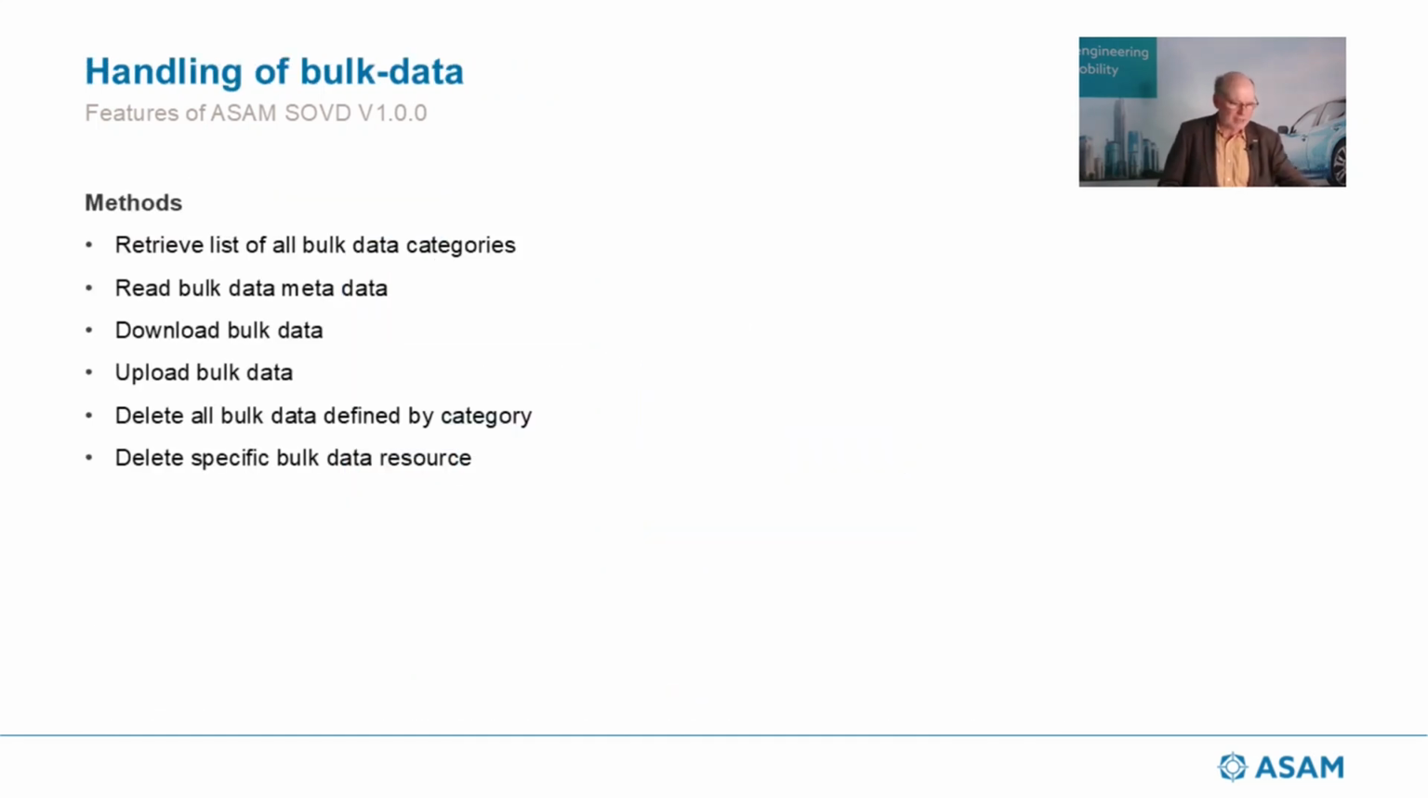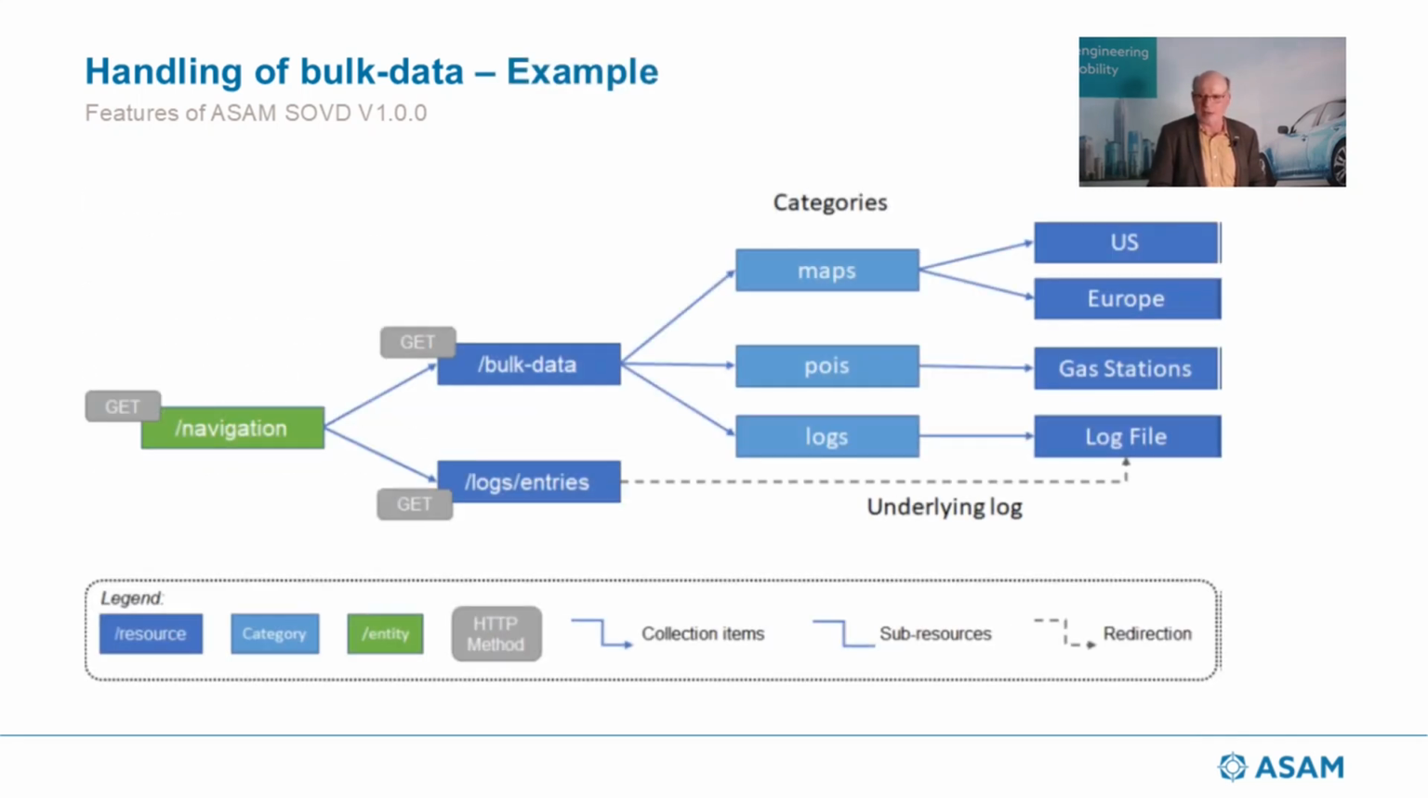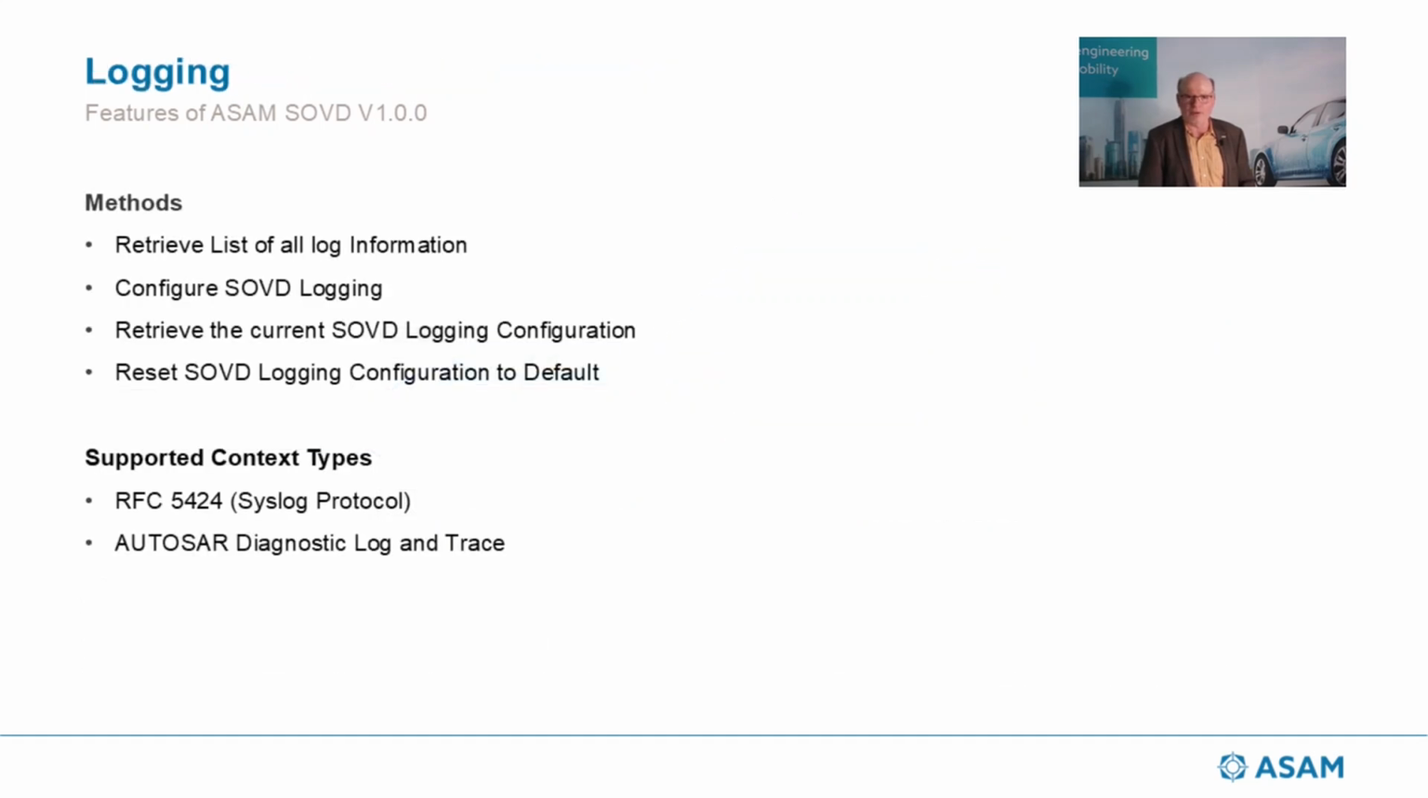Yeah, handling of bulk data. I told you we have there the possibility to write byte streams with the bulk data, and the bulk data categories are specific to the vehicle supplier. Here you see, for example, I have 3 categories: POIs, logs, and maps, and you can select whatever you want to have.